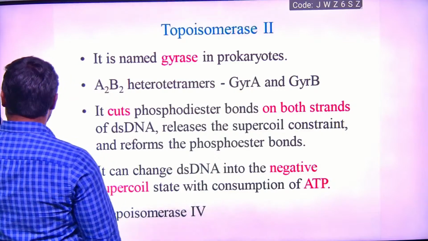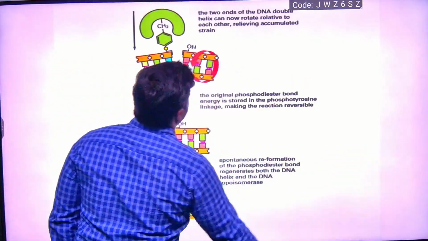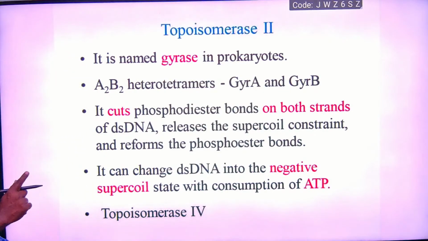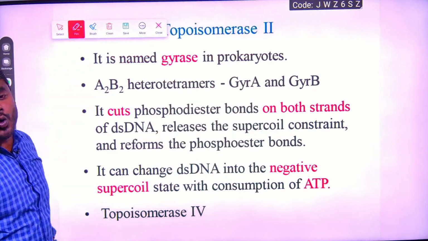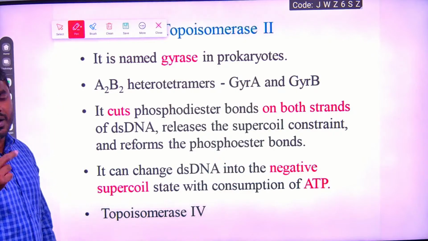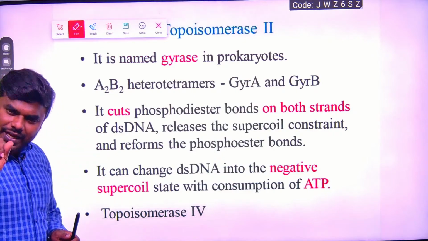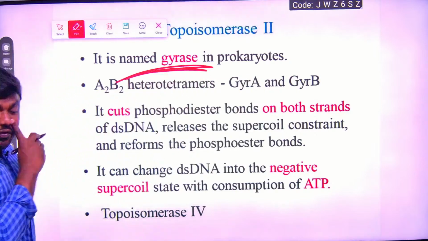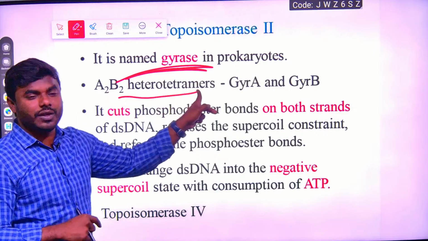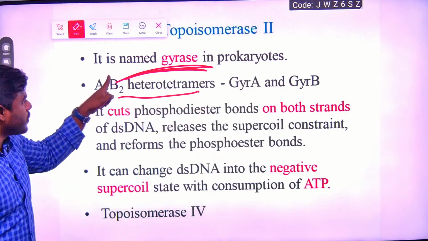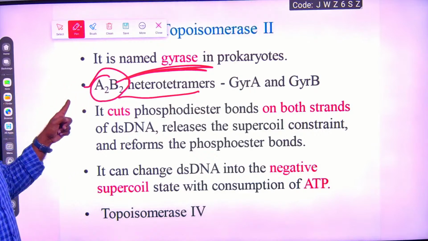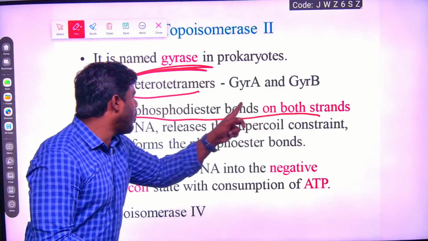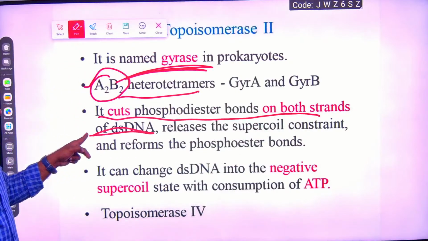So, next another unique enzyme is topoisomerase 2, which is acting on how many strands? Both strands. It will cut both strands at a time. Type 1A and 1B are specifically cleaving only one strand. It is named as what? Gyrase. And very important statement again, it is a what? A heterotetramer. It has 2 units of A and 2 units of B. And it cuts phosphodiester bonds on both strands of the double stranded DNA.